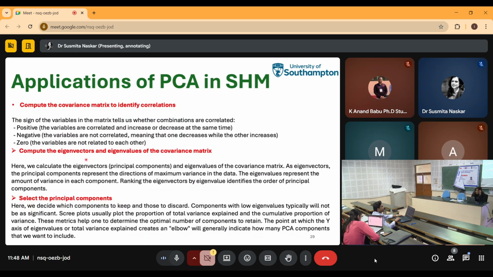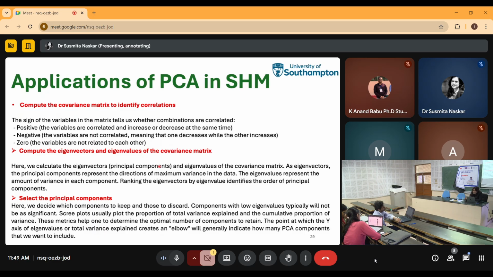Then we compute the eigenvectors and the eigenvalues of the covariance matrix, okay? So we calculate the eigenvalue and we calculate the eigenvector. Eigenvectors give the directions of maximum variance. That means these become our principal components, whereas eigenvalues tell us how much variance each of these principal components can capture. That's the reason we calculate eigenvalues and eigenvectors, correct? And by ranking the eigenvectors according to their eigenvalues, we can prioritize which components are important. Clear?